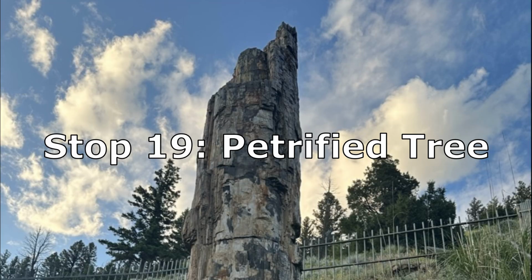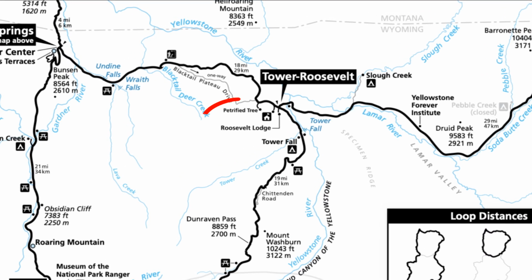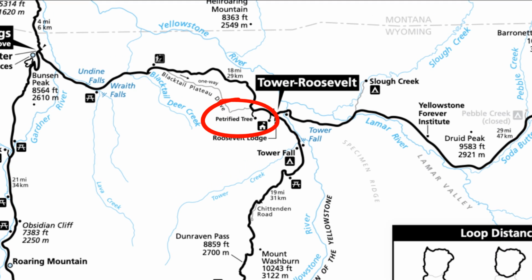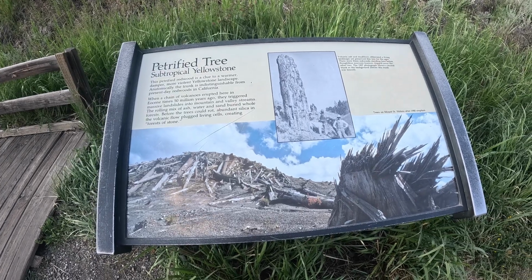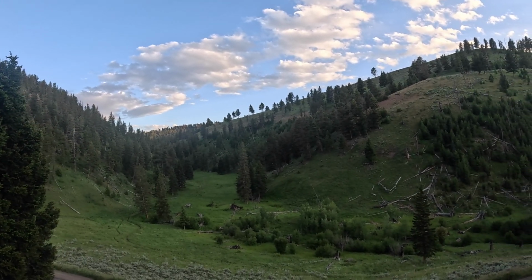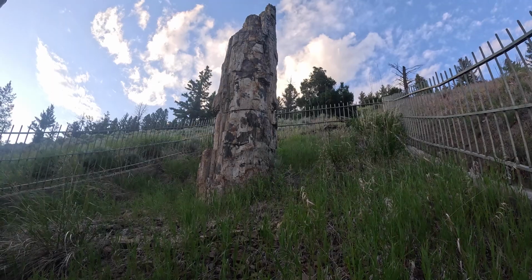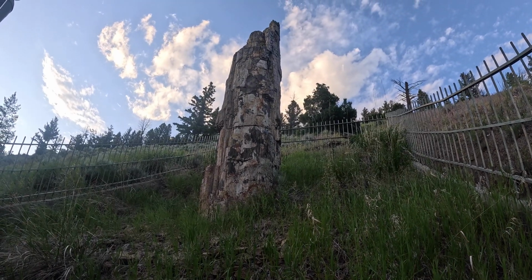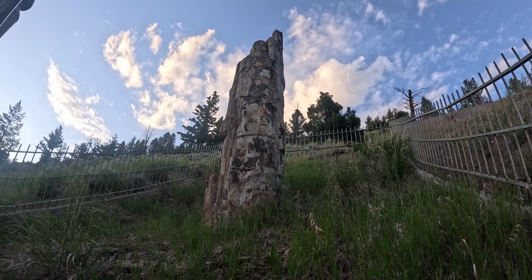Petrified Tree is located just west of Tower Junction and is a short drive and brief walk from a designated parking area. This is Petrified Tree. It's behind gates because people are vandalizing it, but it's over 50 million years old. The tree stands approximately 10 feet tall or 3 meters.